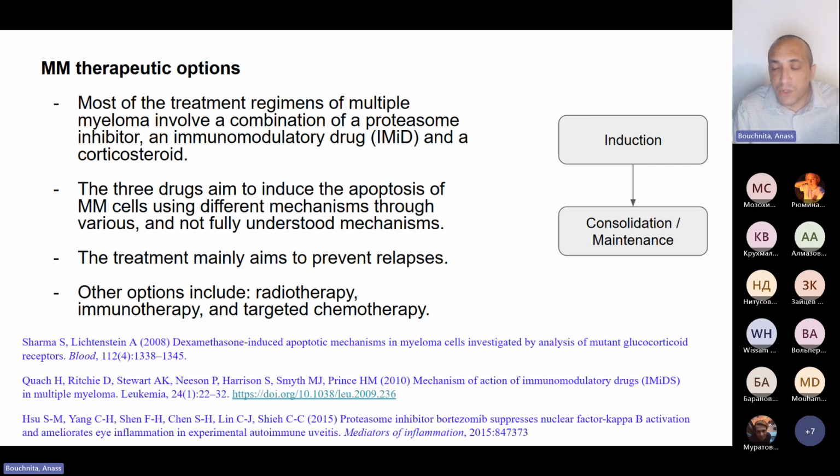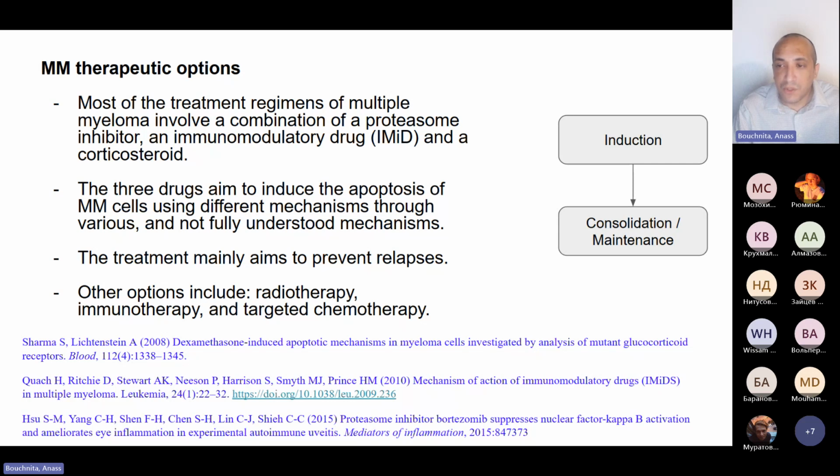The treatment strategy consists of two phases. The first one is induction, where we have a short-term and intensive treatment of three drugs that induce apoptosis. These drugs are proteasome inhibitors, immunomodulatory drugs, and corticosteroids. And after that, we start administering consolidation and maintenance treatment.